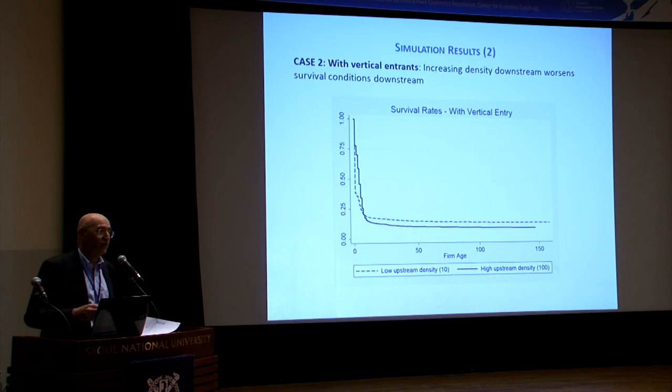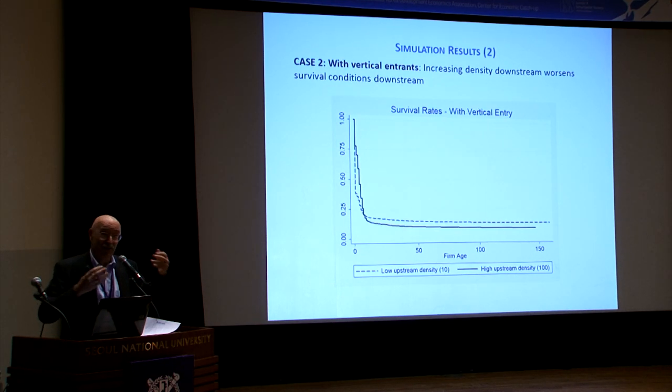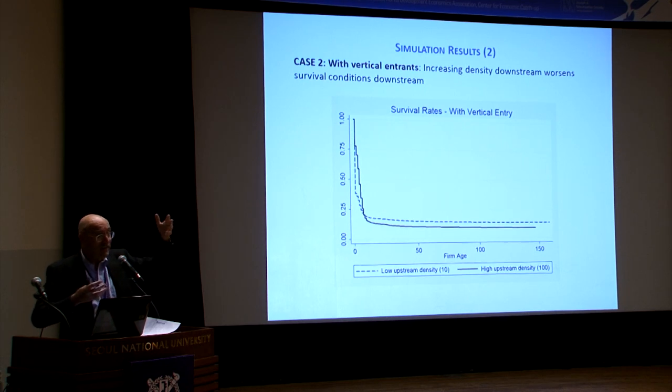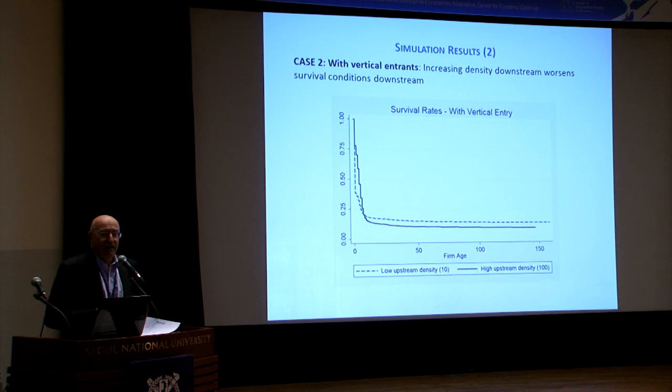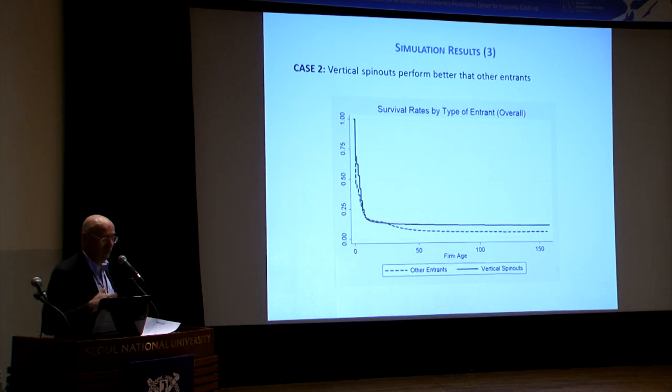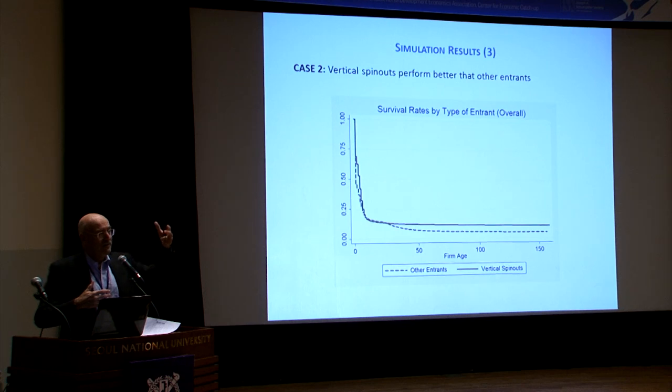But if you increase vertical entrance, with this enormous amount of spin-outs that move from one industry to the other through knowledge, increasing density upstream worsens survival conditions downstream, because the vertical spin-outs perform better than other entrants and kick them out of the industry. So there is a major dimension to take into account, which is related to vertical entry, vertical integration, and the interrelated dynamics of market structure. Don't take an industry in isolation. Be careful, because what is missing out could be very relevant.